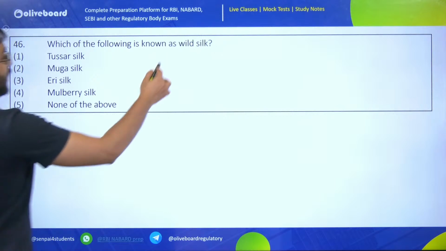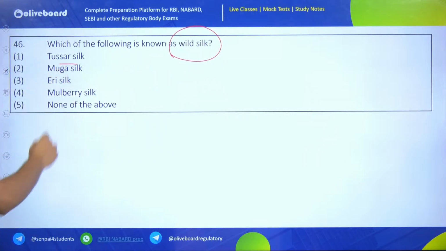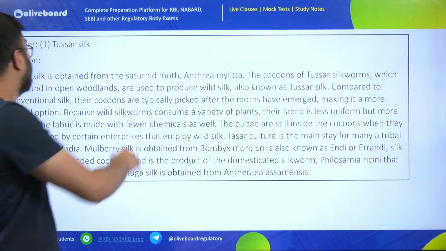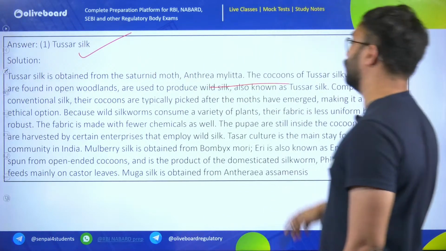Which of the following is known as wild silk? Tasar silk, Muga silk, Eri silk, Mulberry silk, none of the above. And the answer here is Tasar silk. Tasar silk is actually wild silk.